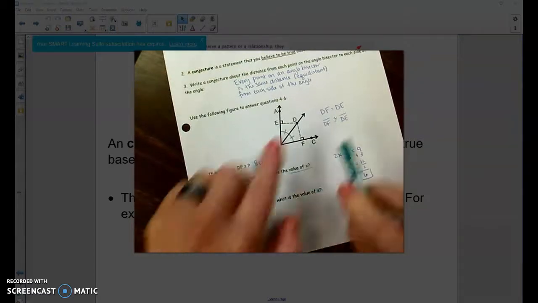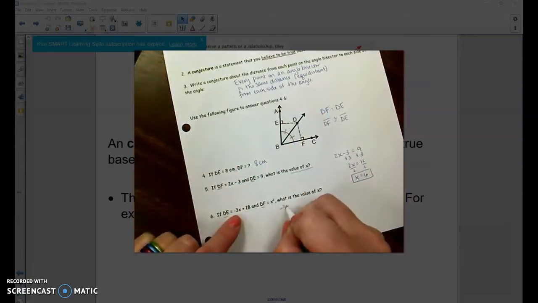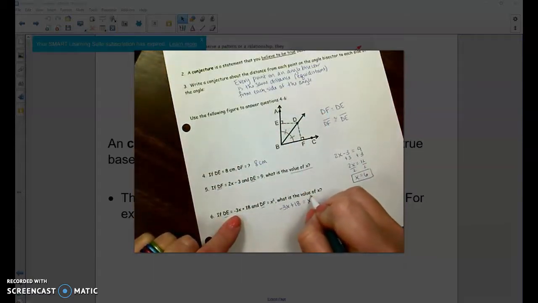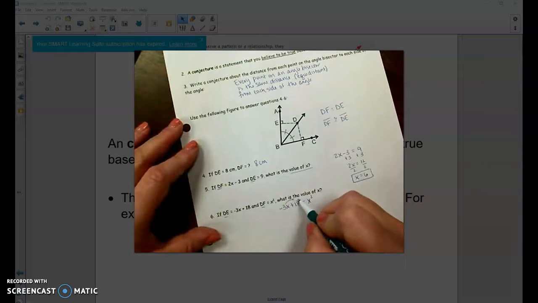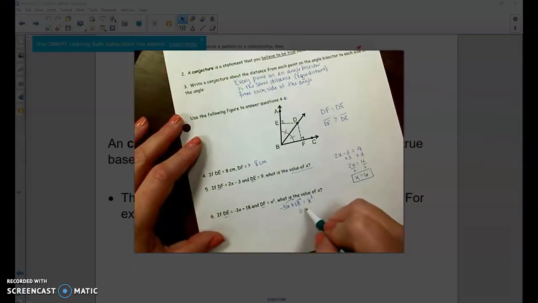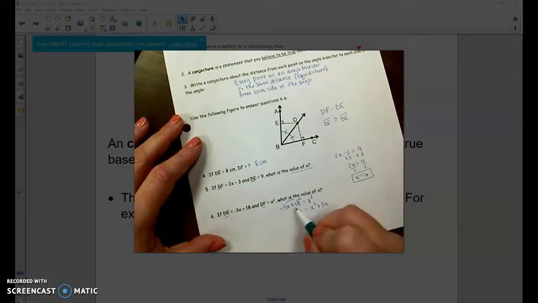Number 6, again, DE and DF are equal, so I'm going to set negative 3x plus 18 equal to 2x squared. Remember, this was a linear equation. It only had one solution. This x squared makes this a quadratic, so it can have up to 2 solutions. So we practice factoring for this reason. Remember, we want all the terms on one side set equal to 0. We want to keep x squared positive, though, so we're not going to move it. We're going to move the other 2 terms over with the x squared. Don't forget to change their signs when they change sides. So that negative 3x becomes positive. That positive 18 becomes negative on the other side. I put it in standard form.